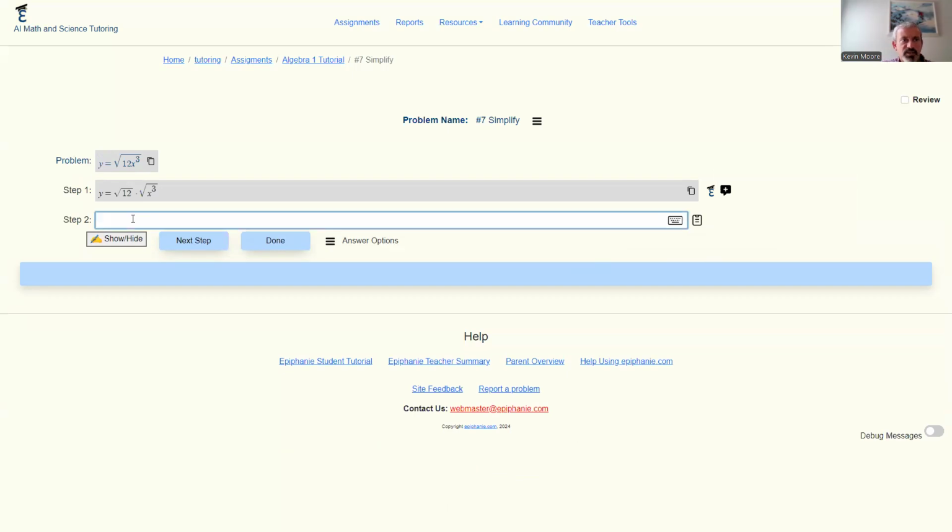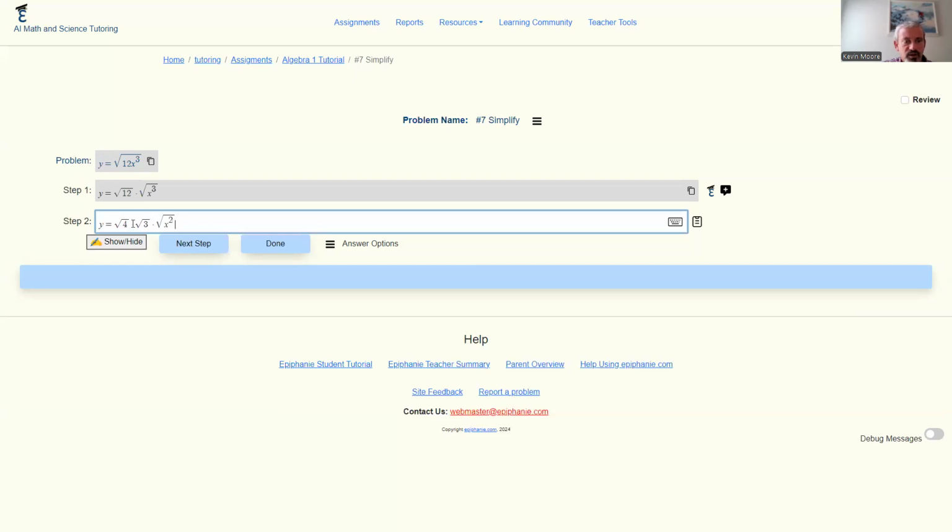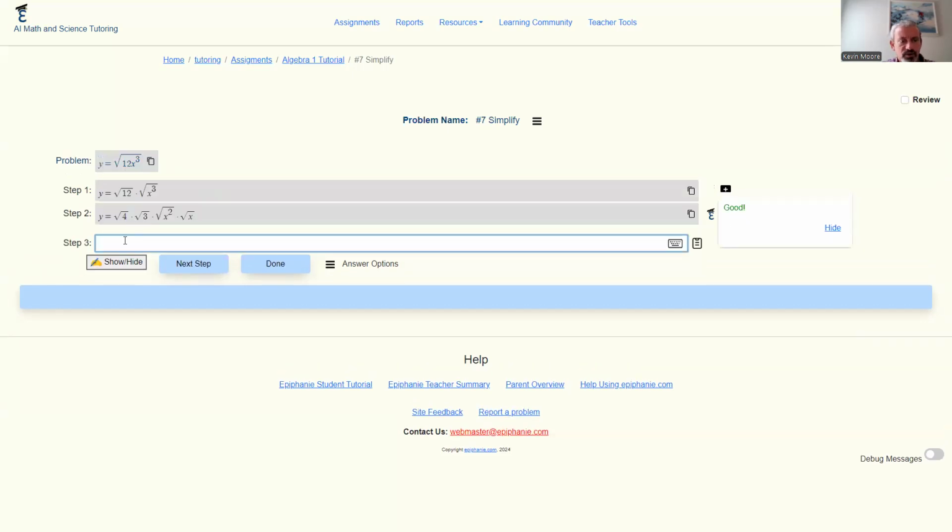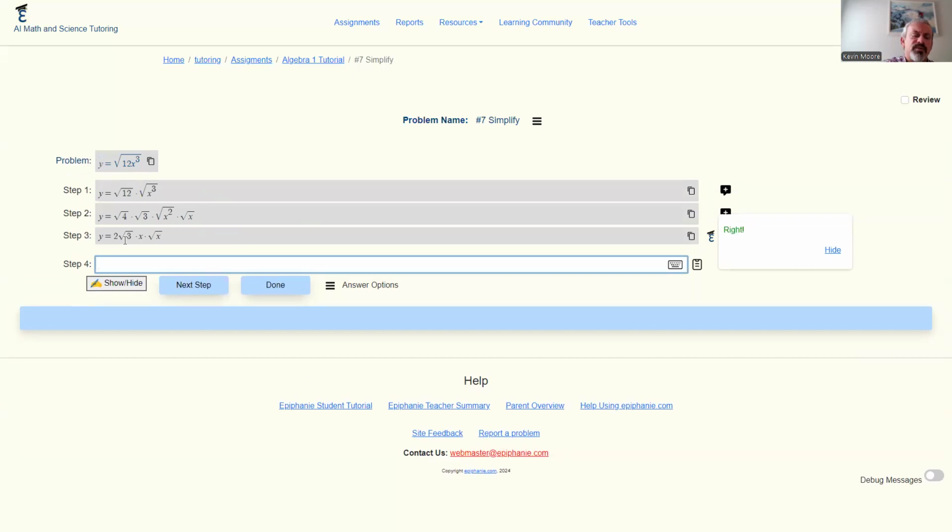Okay, continuing, we're going to split square root of 12 and the square root of x cubed up into two different pieces. y equals square root of 4. And notice that I hit the right arrow to come out of the radical. If I type times 3 here, it's inside the radical. If I hit the right arrow, then times square root of 3, that's a separate one, times square root of x squared, times square root of x. So far, so good. Now I can say y equals 2 square root of 3 times x times square root of x. It's going to mark this correct, but I want to mention something here.